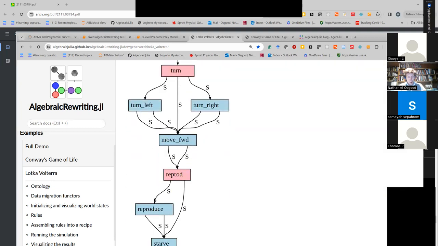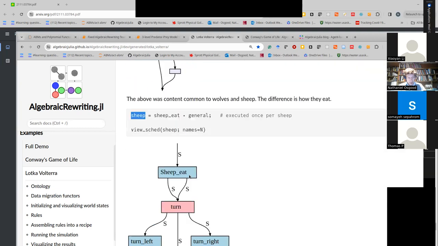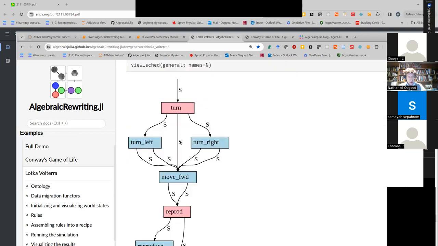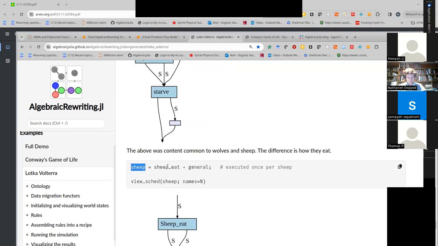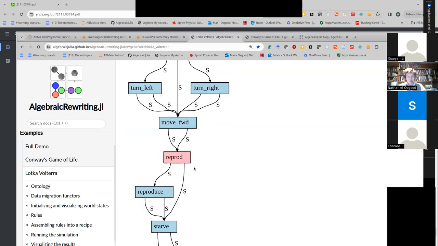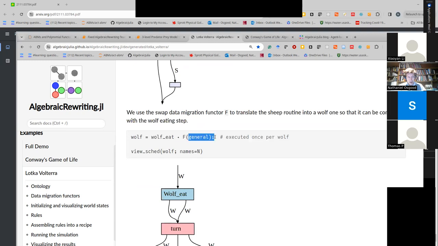This is general. And then because it has no sheep eat, we compose sheep eat with it to get the whole rule for sheep. But because we define this separately, now we could take this and migrate it over to wolves. And we don't have to worry that it includes sheep eat, which is different for wolves.